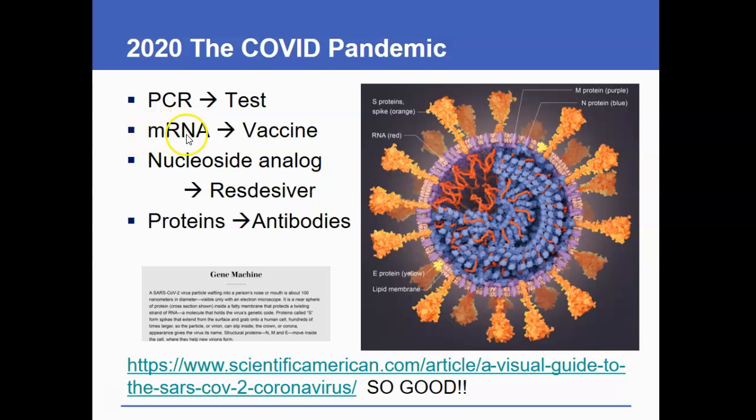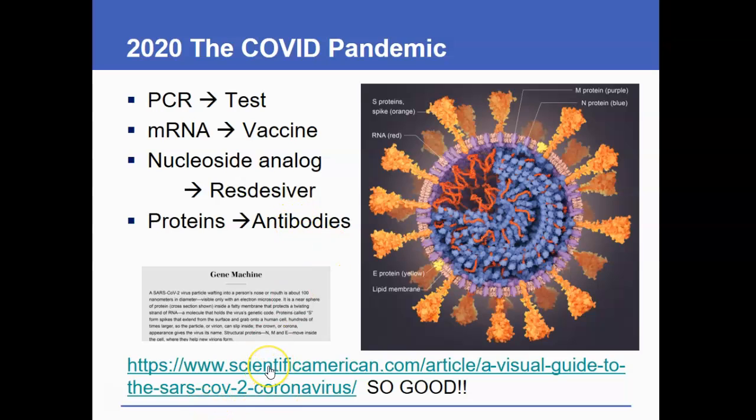We've been talking about mRNA, and we're going to see how that relates to the vaccine. We've been talking about nucleotides and those A's, T's, C's, and G's in DNA, and A's, C's, G's, and U's in RNA. And we're going to talk about one of the only drugs, therapies, that's been approved, and also the role of proteins, which we're going to see as antibodies.